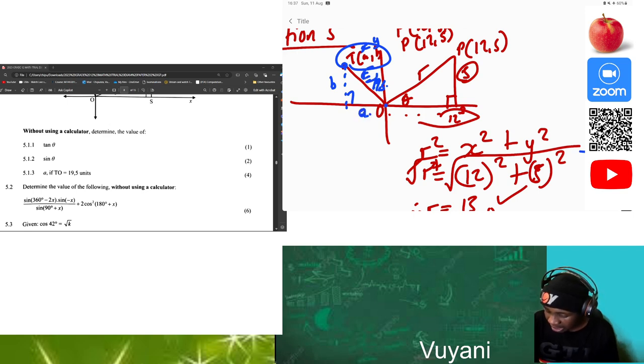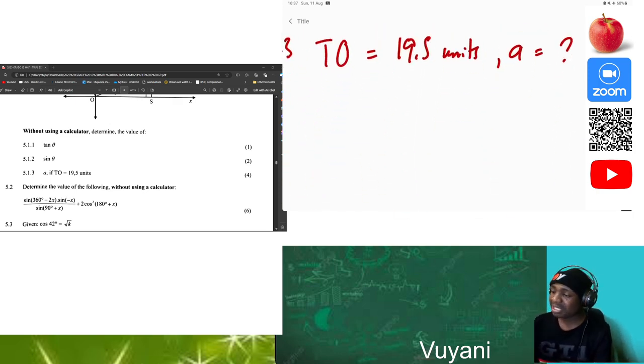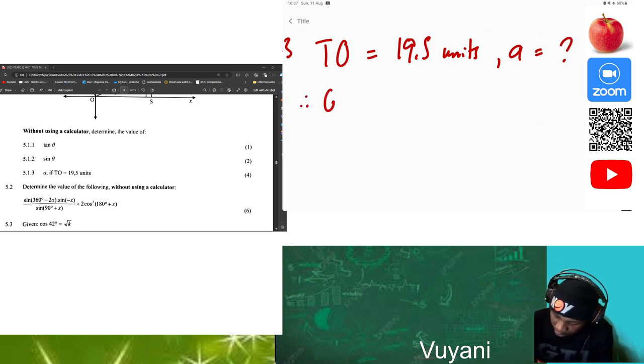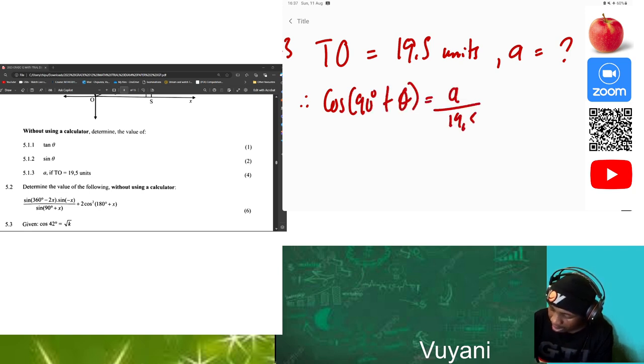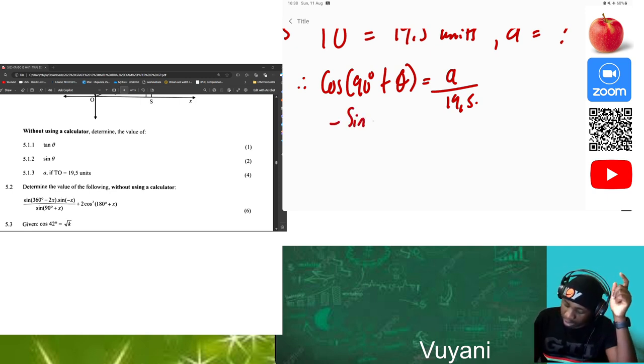So since we know the R, what is the relationship between A and R? From the perspective of using the coordinate, the relationship is cos of theta. But you can see that it's in the second quadrant, which is 90 plus, so let's write that down first. Therefore cos of 90 degrees plus theta will always be equal to A over 19,5, because it's in the second quadrant. In the second quadrant cos is negative, and it's a co-ratio, so cos of 90 plus theta is equal to negative sine theta, which is equal to A over 19,5.